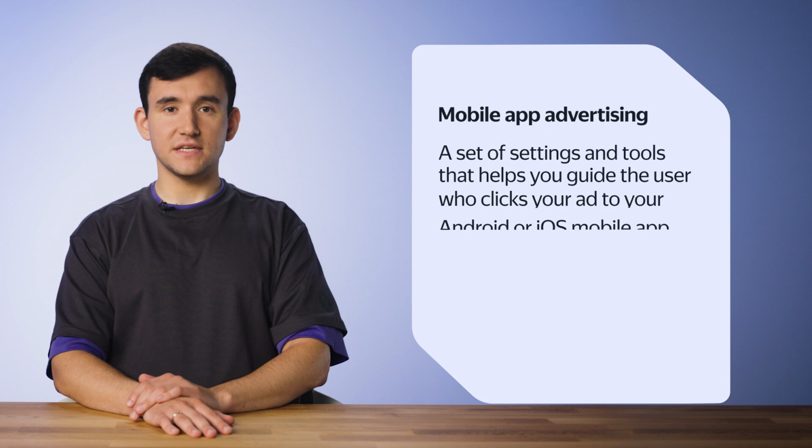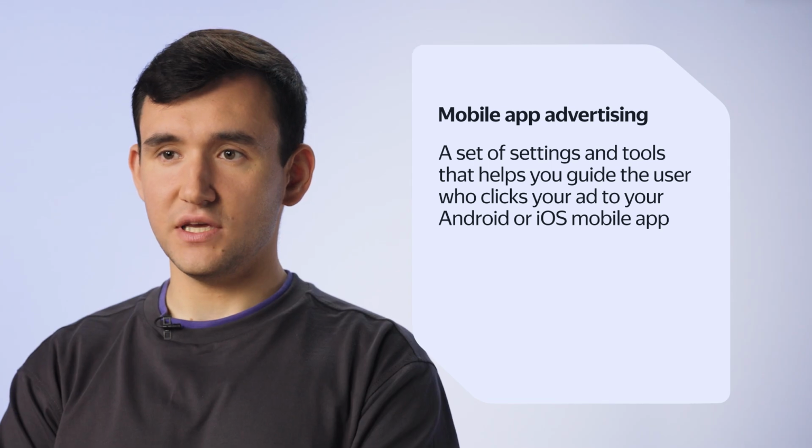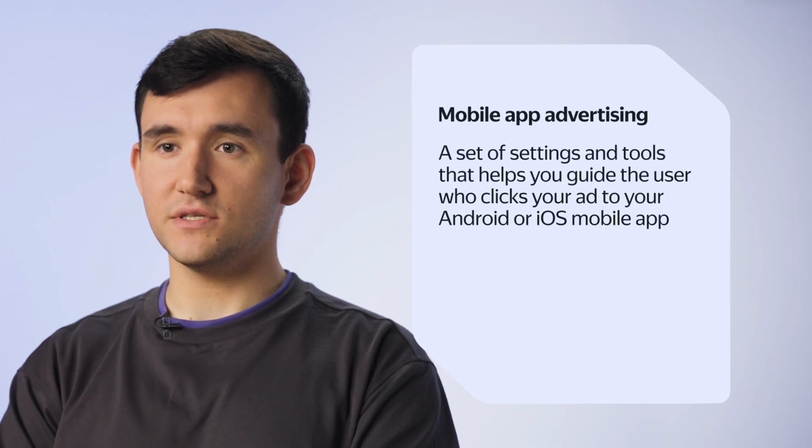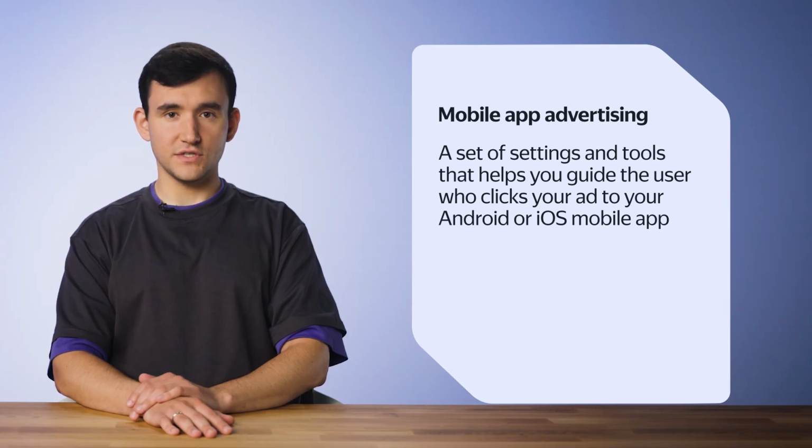Basically, it's a set of settings and tools that helps you guide the user who clicks your ad to your Android or iOS mobile app. Additionally, you have the option to direct users to different mobile app stores based on their platform. For iOS users, of course, it's the App Store, while Android has a variety of app stores available, with Google Play being the most prominent. Android devices can also come with an alternative app store depending on their manufacturer. For example, for Xiaomi, it's Xiaomi Get App Store, while for Huawei devices, it's the Huawei App Gallery.